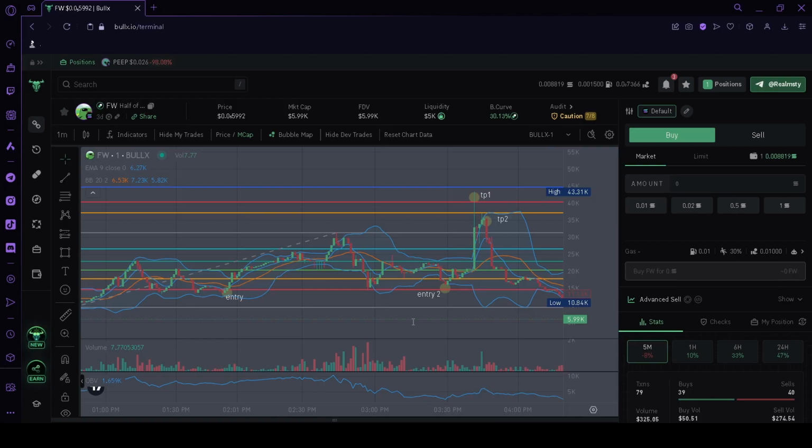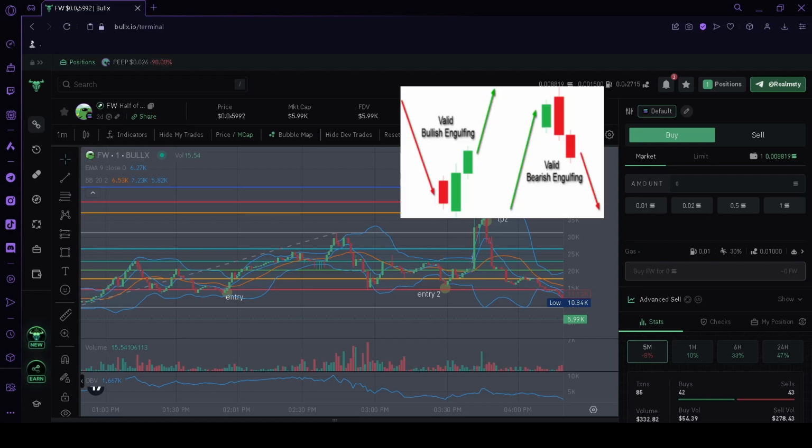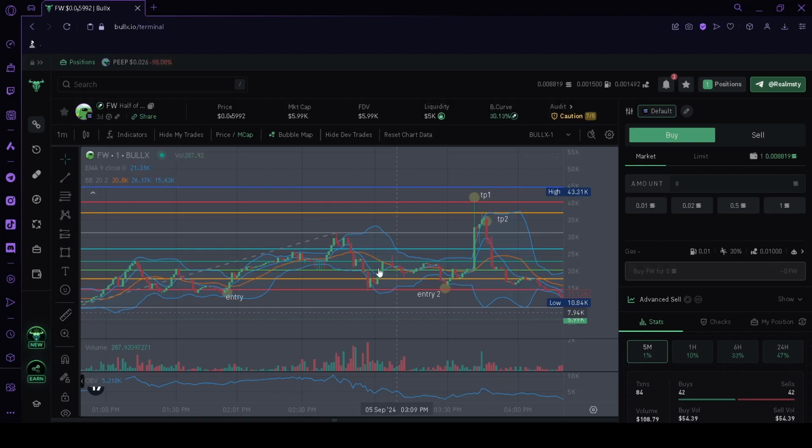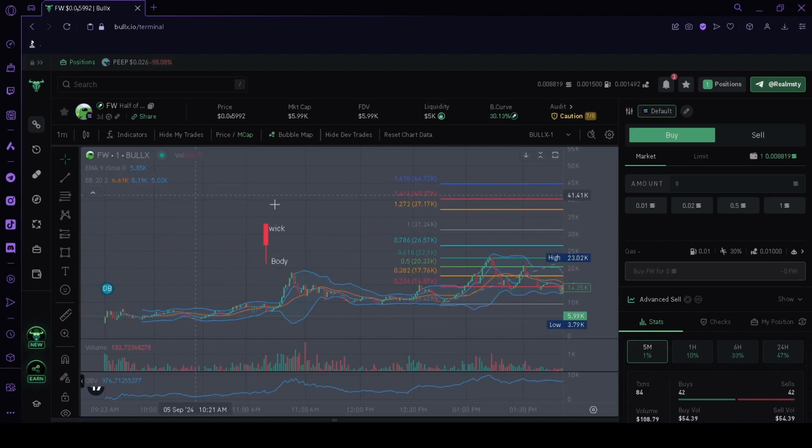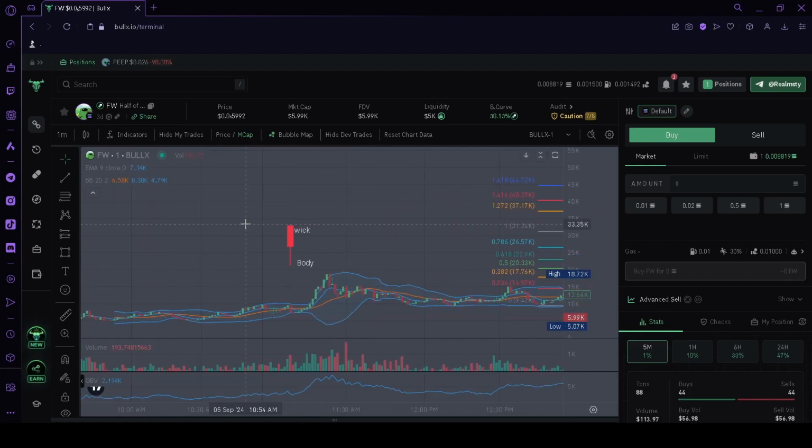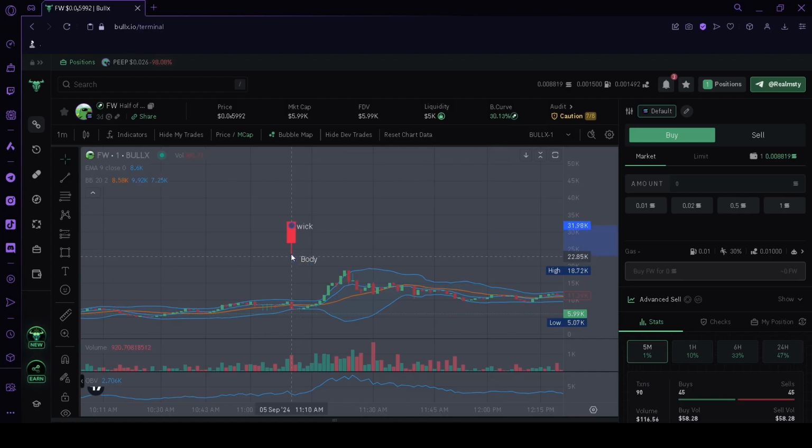What is next? We have the engulfing candle. So next we will go over the engulfing candle. A bullish engulfing candle shows that buyers have overwhelmed sellers, where a bearish engulfing candle shows the opposite. So let us go over here and make a little drawing for you guys.